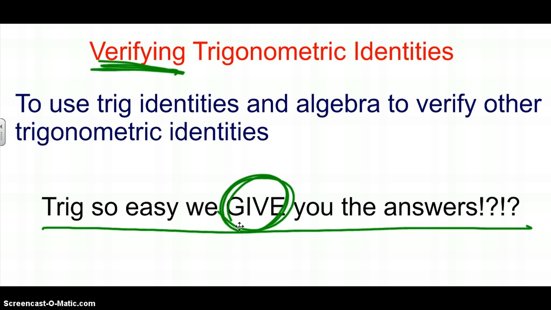So the difference between just simplifying a trig expression and verifying a trig identity is that you know what you are working toward. You know that your final answer should be secant, or it should be 1. There's no question about when do I know when I'm done. You'll know you're done when both sides of your equation match.